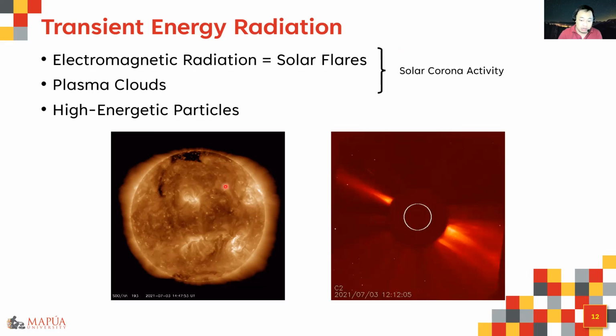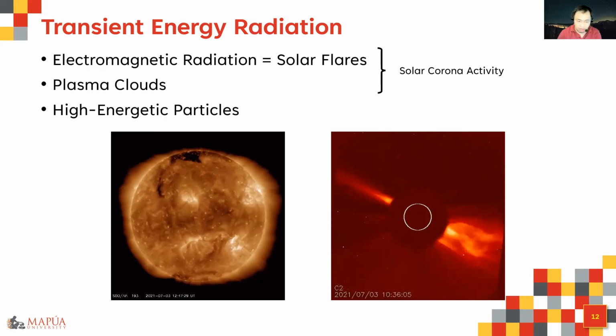Okay, so this is an example. If you see a very faint, bright spark at this region, we call that the solar flare, a very faint solar flare that happened last July 3, 2021. If you look at the coronagraph, you can actually see that as an ejection of material. Okay, and then today we're going to look into this.